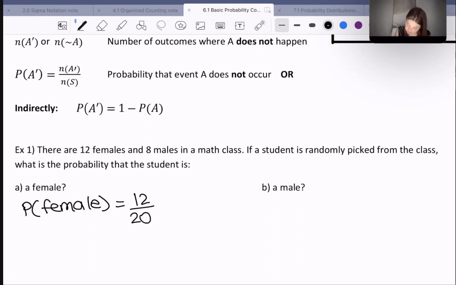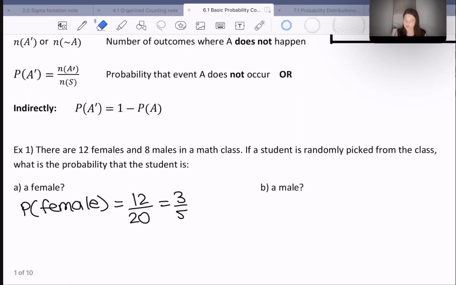So that means the probability is 12 over 20, which is the same as 3 over 5. So that's our probability, 3 over 5, or about 0.6 if we wanted to put it in decimal form. So it seems like it's slightly more likely. 0.6 is a bit closer to 1 than it is to 0. So that suggests to us that we're slightly more likely to choose a female if we randomly select, which makes sense because there are more females in this classroom.